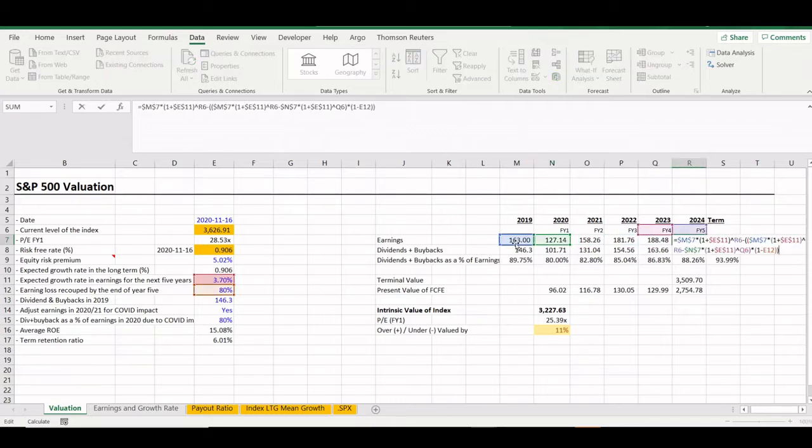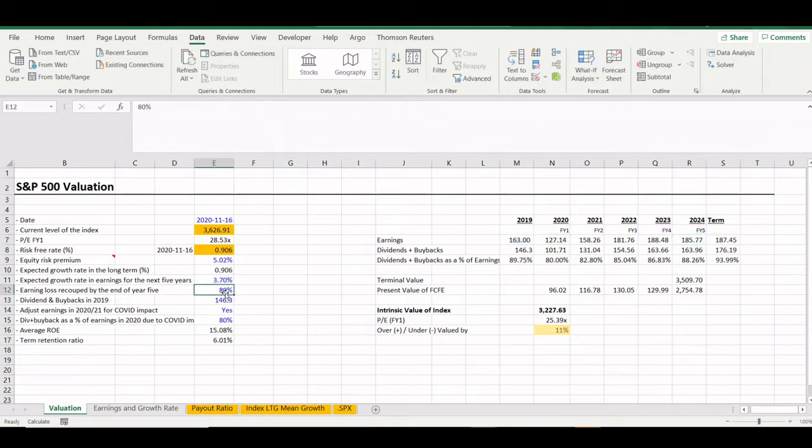And the way we're going to do that is basically looking at if we were to grow the 2019 earning levels by that 3.7%, and if we were going to grow the 2020 levels by that 3.7% for 4 years, the difference of that value is going to be our loss. And we're going to be able to recoup either 100% of it, we're basically going back to normal phase, or we're going to have a lower percentage of earning loss recouped by the 5th year. In this case, we have put 80%.